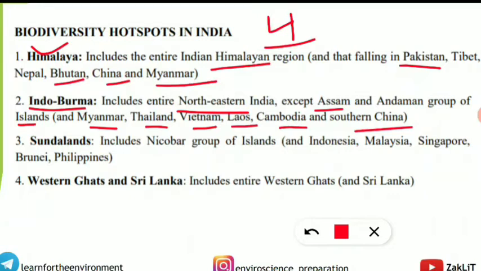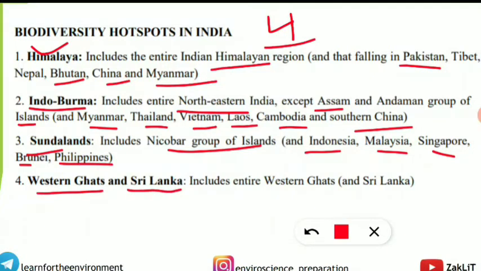The third biodiversity hotspot in India is Sundaland. It includes the Nicobar group of islands and Indonesia, Malaysia, Singapore, Brunei and the Philippines. These are the islands which come under Sundaland also. Fourth, Western Ghats and Sri Lanka. This region is also a biodiversity hotspot in India. It includes the entire Western Ghats as well as the Sri Lanka region. So these 4 are the biodiversity hotspots.